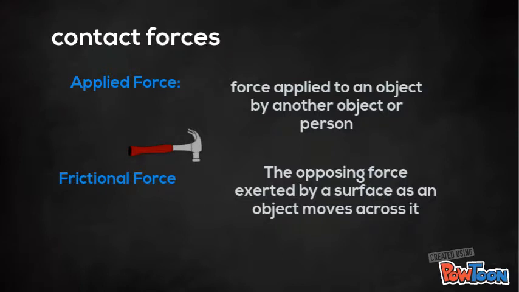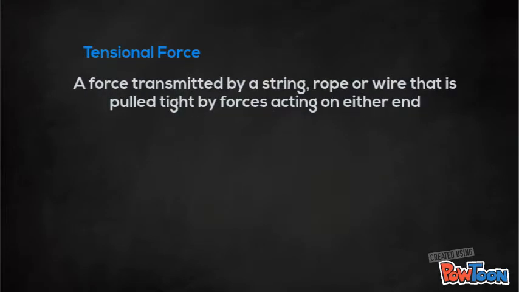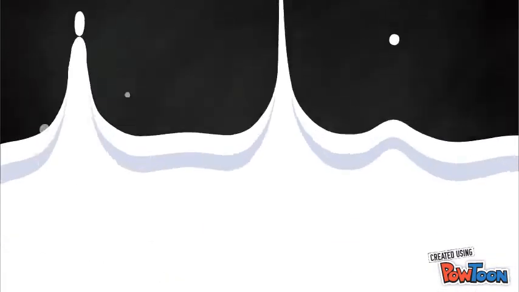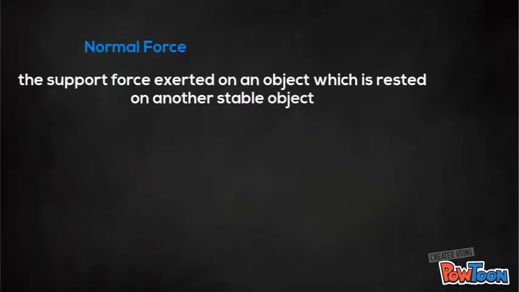A tensional force is a force transmitted through a string, rope, or wire that is pulled tight by forces acting at each end, like a person hanging onto a rope for their life. Normal force is a support force exerted on an object which is rested on another stable object, like something on a chair.